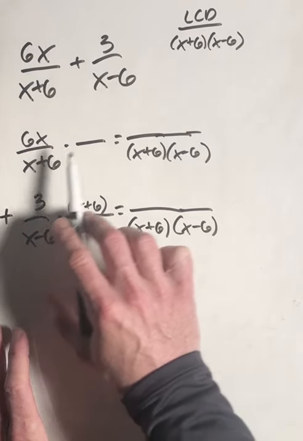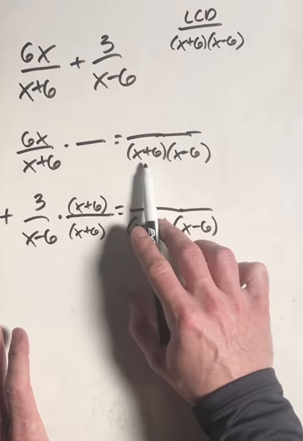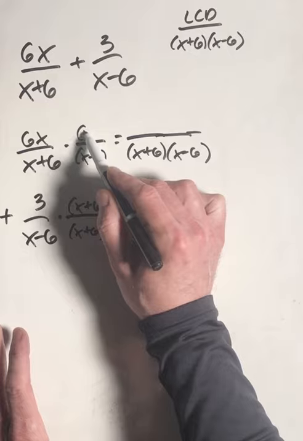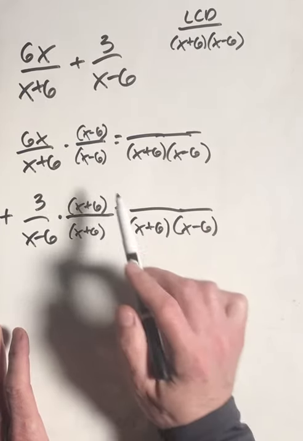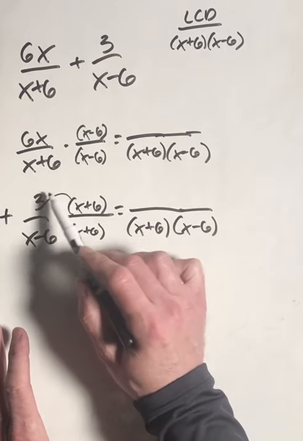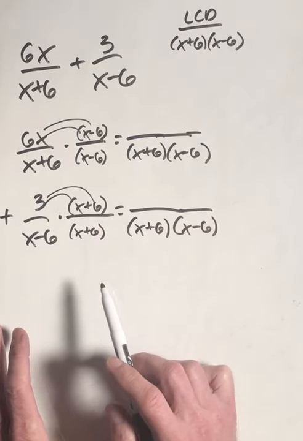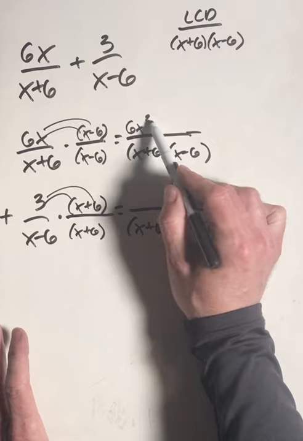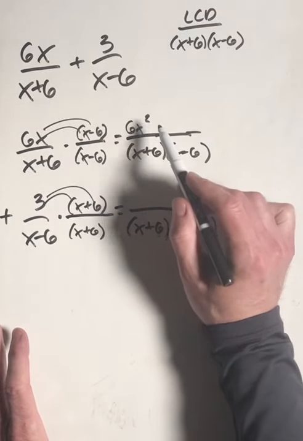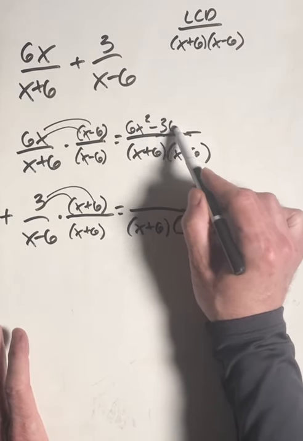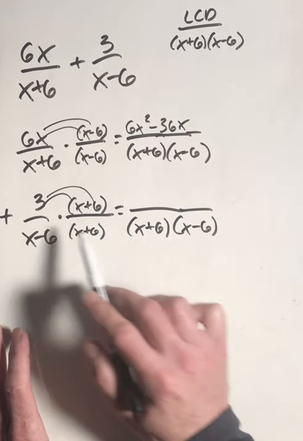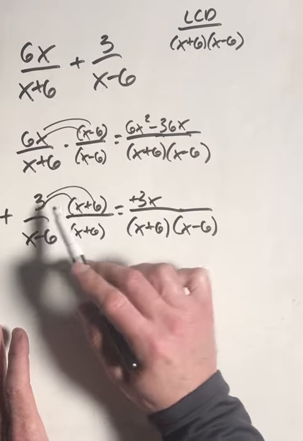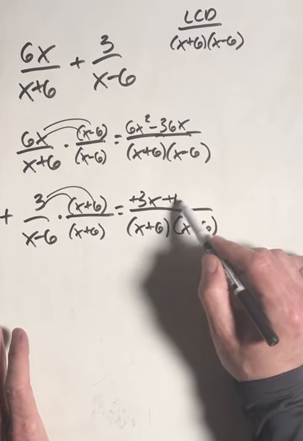Likewise, if I took x plus 6 and multiplied by something to get x plus 6 times x minus 6, that thing I multiplied by must have been an x minus 6. We need to be careful here that we are distributing over both of these terms each time. So 6x times x would be 6x squared. 6x times negative 6 would be minus 36x. 3 times x would be plus 3x. 3 times 6 would be plus 18.